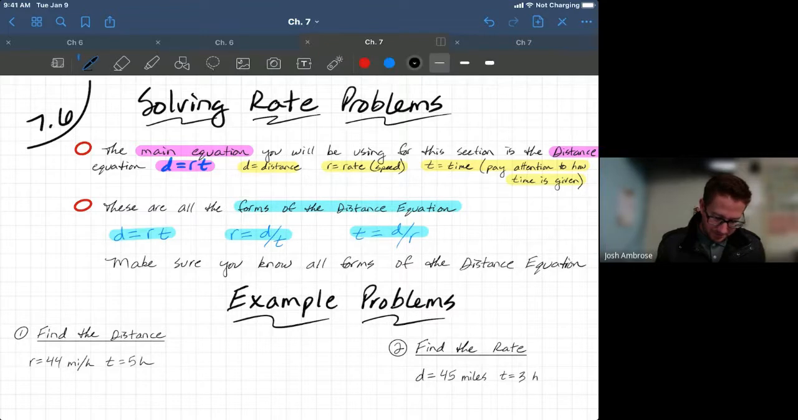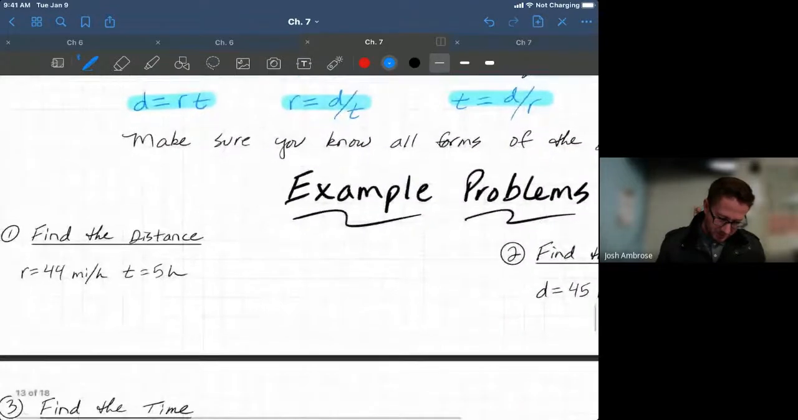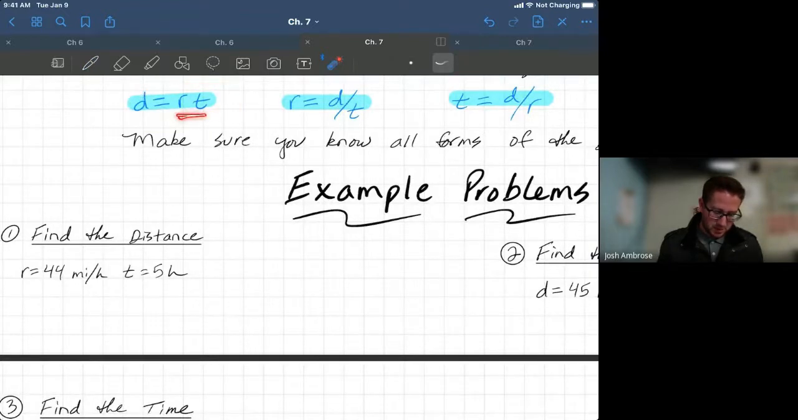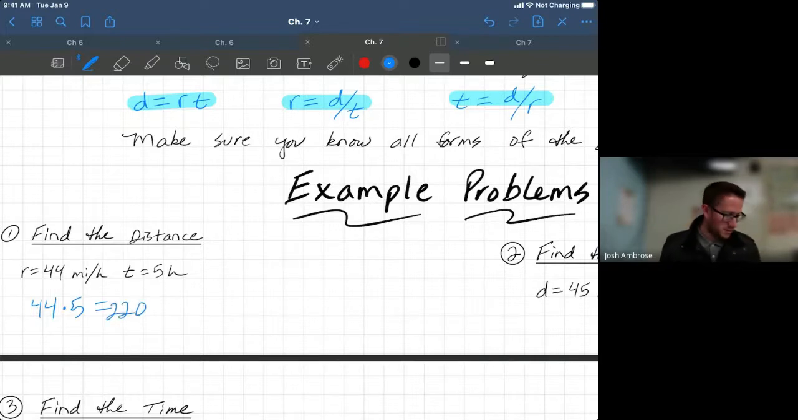All right. So first thing, simply find the distance. We know the equation for distance is right here. Distance equals the rate multiplied by the time. That's it. Well, here's the rate. Here's the time. Multiply the two together. 44 multiplied by 5, which equals 220.